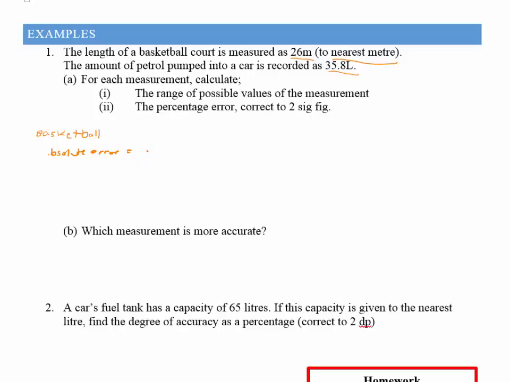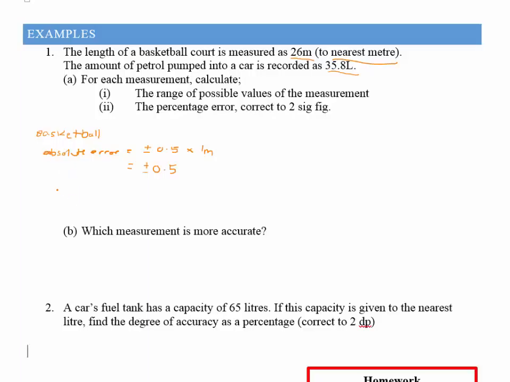What we're going to be looking at is plus or minus a half, and I'll just write that as 0.5, but I could have just written that as a half, of the smallest unit. Now the smallest unit of the basketball court, the level of accuracy, was 1 meter. So it's plus or minus a half of 1 meter, which is really just plus or minus a half, which is 0.5. Now that's the absolute error.